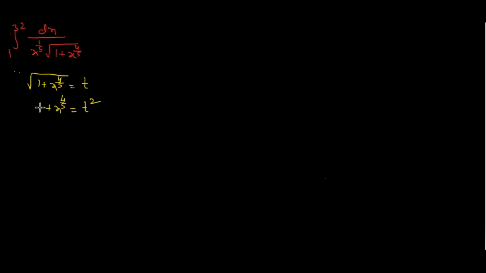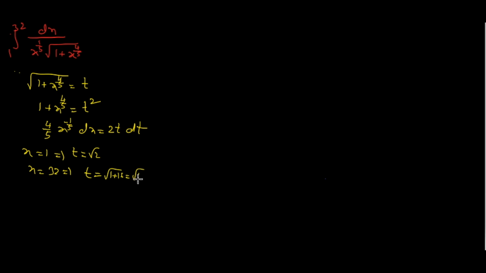Take the derivative. Derivative of 1 is 0, x to the power of 4 by 5, derivative is 4 by 5, x to the power of 4 by 5 minus 1, that is minus 1 by 5. dx is equal to, t square derivative, that is 2t dt. So put x is equal to 1, that is t is equal to root of 1 plus 1, which is root 2, and x is equal to 32, that implies t is equal to root of 1 plus 32 to the 4 by 5, that is 2 to the 4 of 4, 2 to the 4 of 4 is 16, that is 1 plus 16, that is equal to root 17.